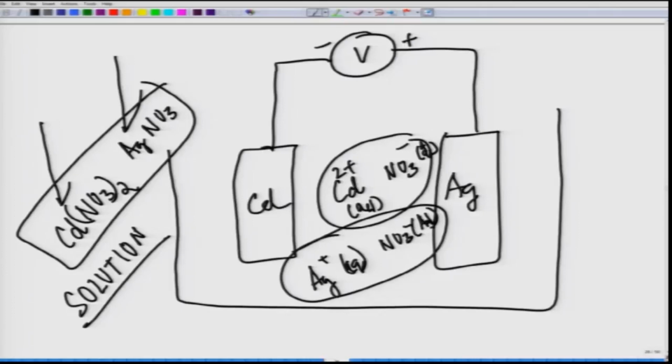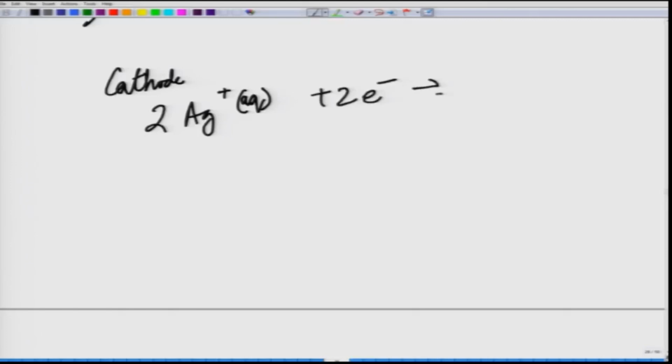Now, what will happen in this situation? This is a very tricky situation. So, what I am going to now discuss is the resultant for this. Let us write down the reaction first, because in order to understand all these things you have to write down the reaction. At the cathode, where the reduction is happening, we basically have 2 Ag+ aqueous plus 2 electrons will make 2 Ag solid.